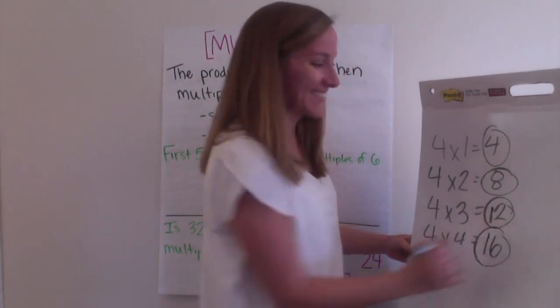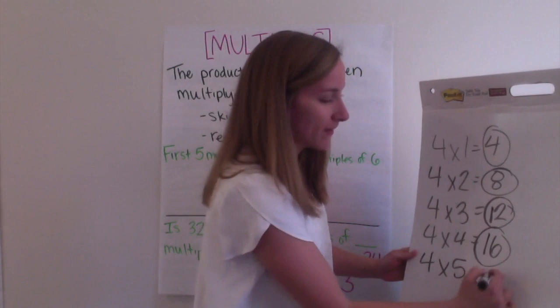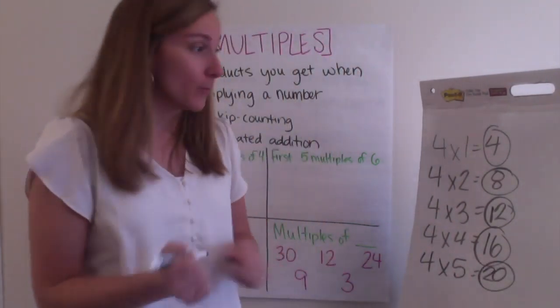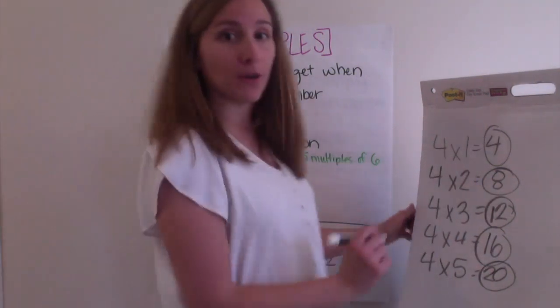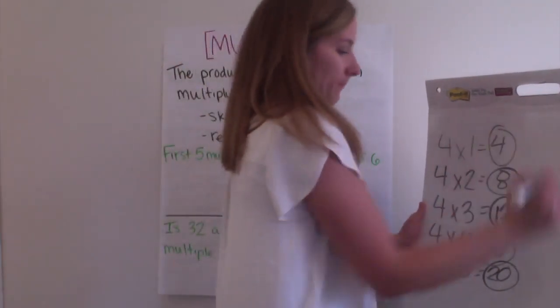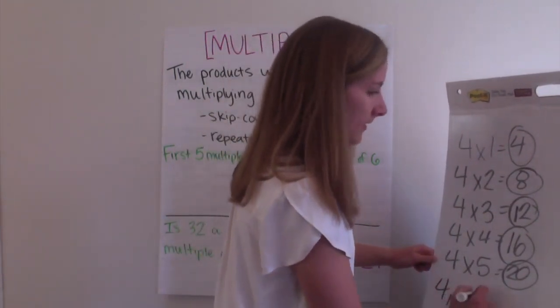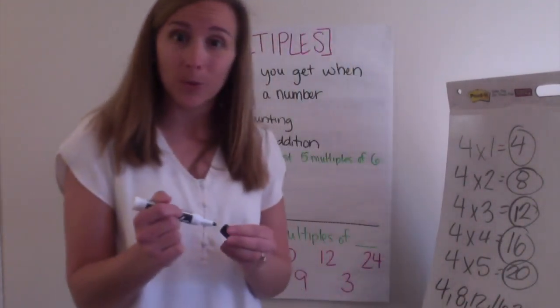4 times 4 is 16. And then last but not least, 4 times 5 to get you 20. So as I'm thinking about my multiples, they would be these products, just like what we talked about up here. So your multiples would be, let's write them over here, 4, 8, 12, 16, and 20. Those would be your multiples.